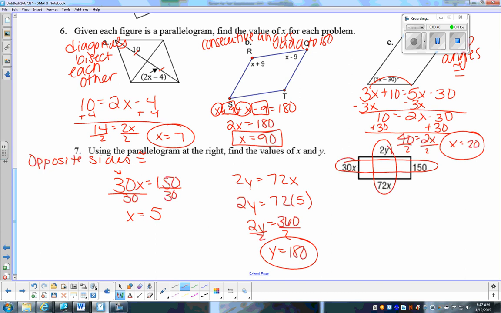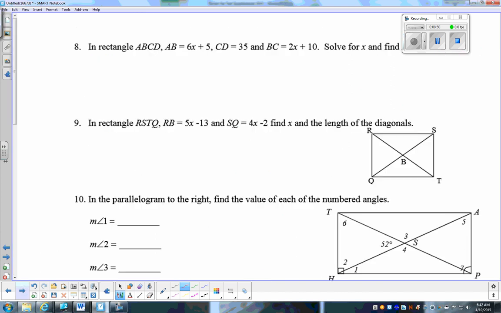All right, continue on. Number 8. Number 8, it says in rectangle A, B, C, D. So I draw my rectangle out. I know AB is 6x plus 5. CD is 35. And BC is 2x plus 10. So I want to solve for x and then find BC.